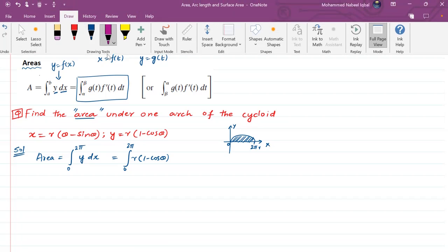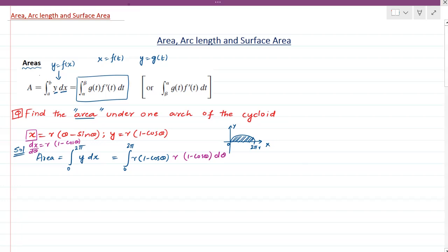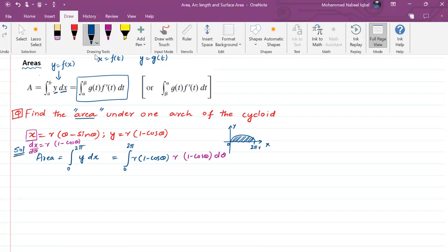What is dx? So the differentiation of x. So r is a constant. I have to differentiate this one with respect to theta. So here dx over d theta, which is equal, r is a constant, 1 minus cosine theta. So it is r times 1 minus cosine theta into d theta. So this is the differentiation. Now I have to multiply this part.